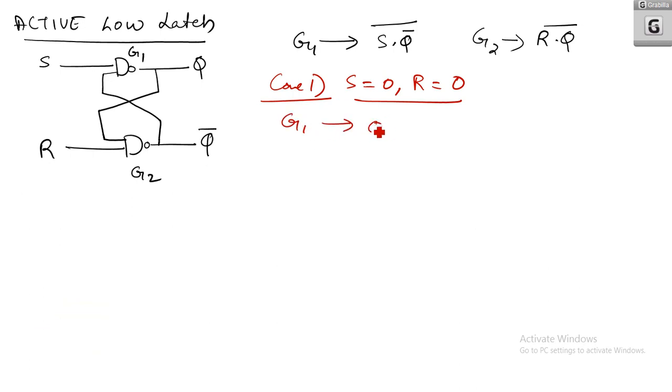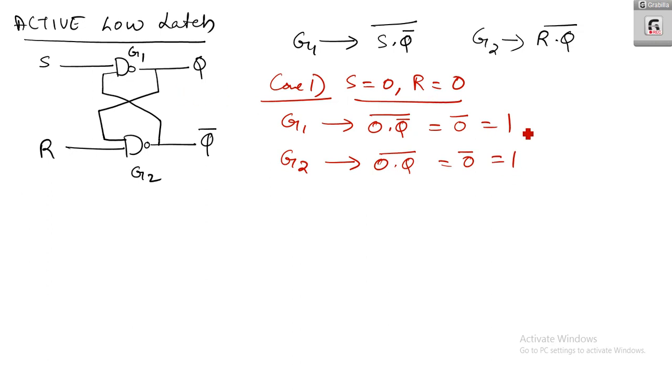Gate 1 is 0 dot Q bar, the whole bar. What is it? That is 0 bar, that is 1. And what is the output of gate 2? That becomes 0 dot Q the whole bar, that is 0 bar, that is equal to 1.